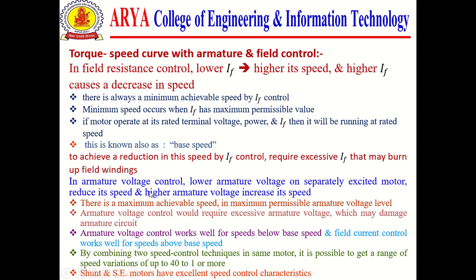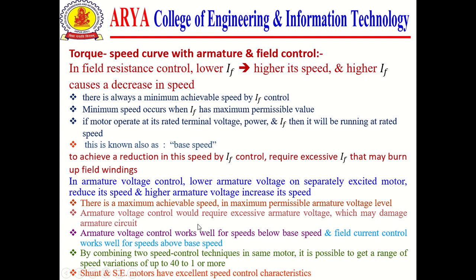In armature voltage control, lower armature voltage on a separately excited motor reduces its speed. Higher armature voltage increases its speed. If we increase the armature voltage, the speed increases. If we decrease the armature voltage, the speed decreases. So we control the speed with constant torque in armature voltage control. But there is a maximum achievable speed at maximum permissible armature voltage.